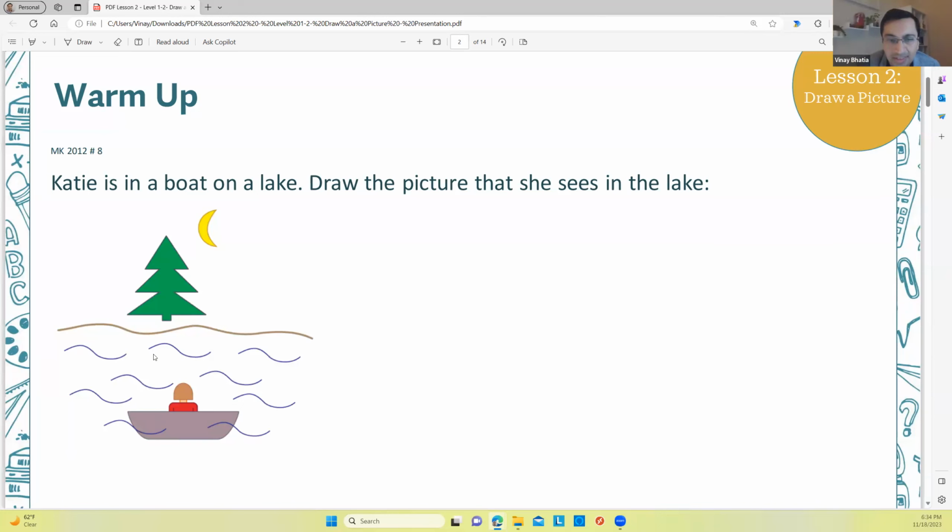Any volunteers? Anyone wants to volunteer and then use the pen or annotation on the iPad and draw it? Okay. Cyan has raised his hand. Cyan, do you want to unmute yourself? Yeah. So why don't you annotate and then draw it? Okay, I'll draw it. So what she sees in the water, right? Yeah. So I'll do there.